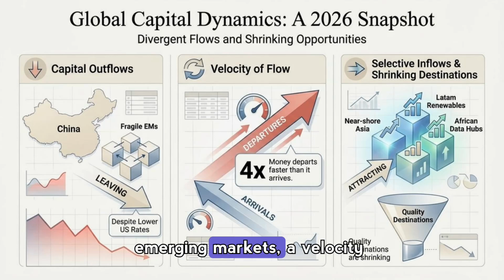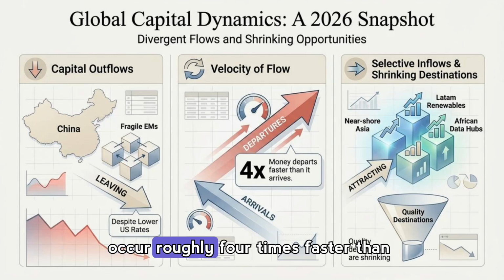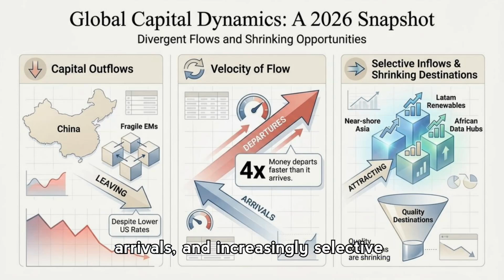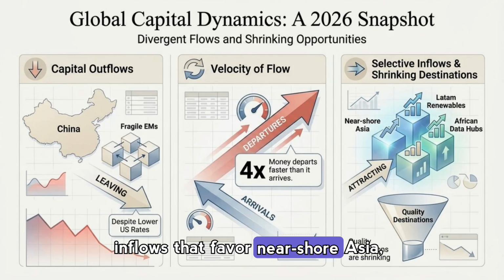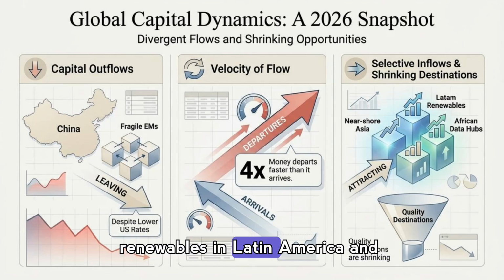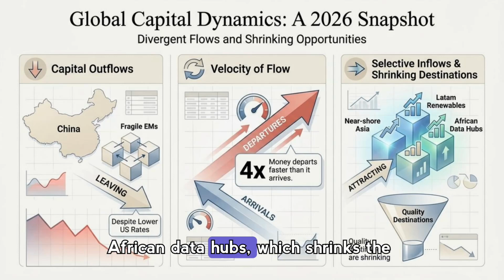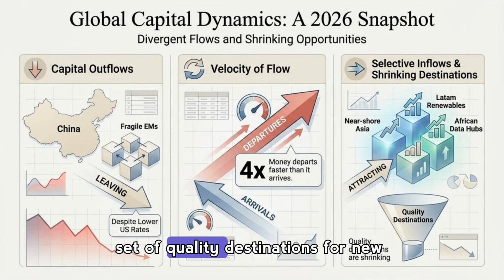This page gives a 2026 snapshot of global capital dynamics, summarizing three trends: large outflows from China and fragile emerging markets, a velocity problem where departures now occur roughly 4 times faster than arrivals, and increasingly selective inflows that favor nearshore Asia, renewables in Latin America, and African data hubs, which shrinks the set of quality destinations for new capital.